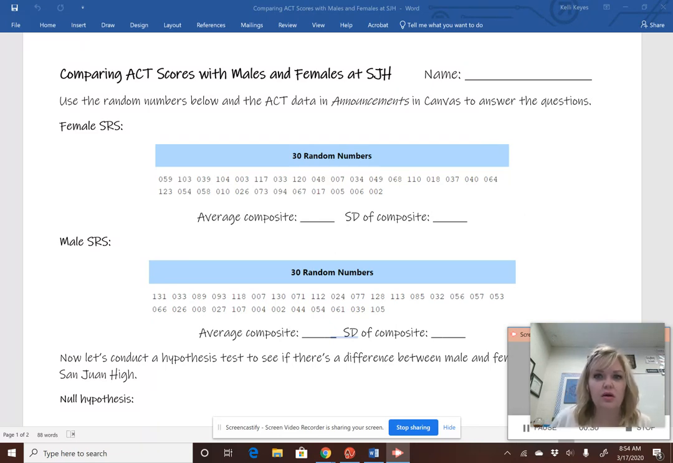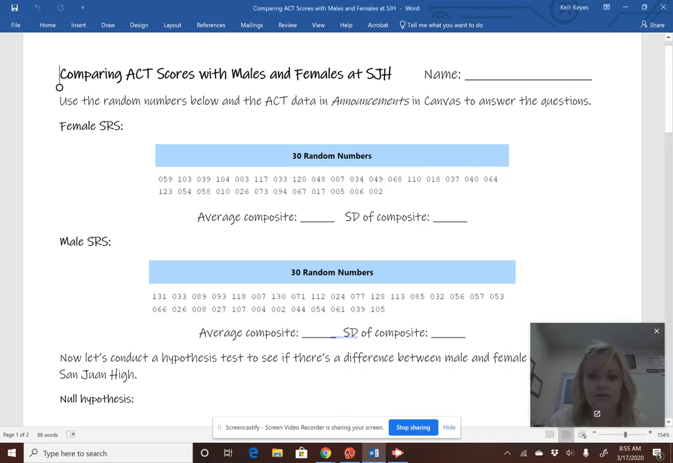So before spring break, we talked about two sample tests, and we looked at how to find the observed difference, the expected difference, and then we also talked about the SSE difference. So I'm going to share with you an example that is reviewing the two sample tests.